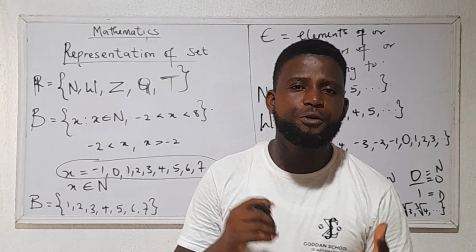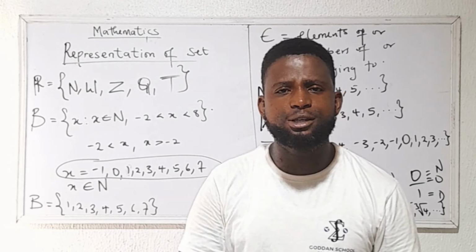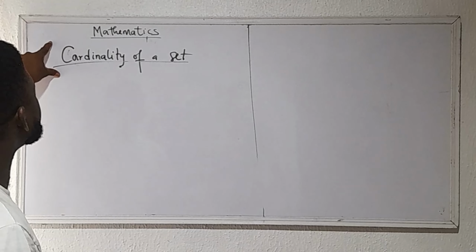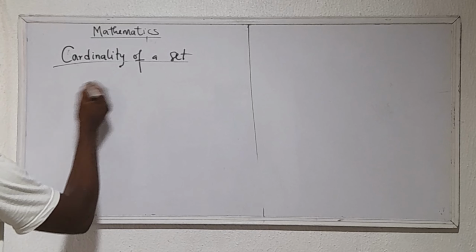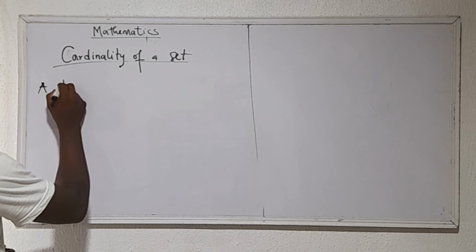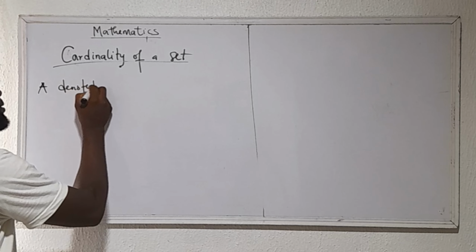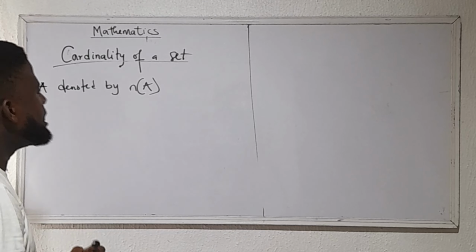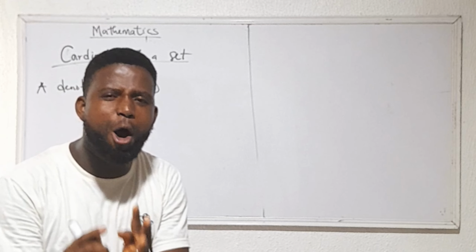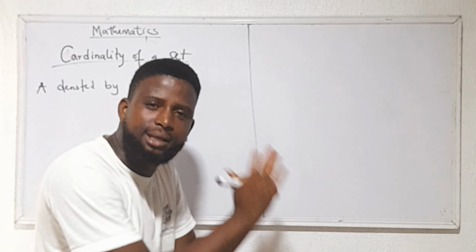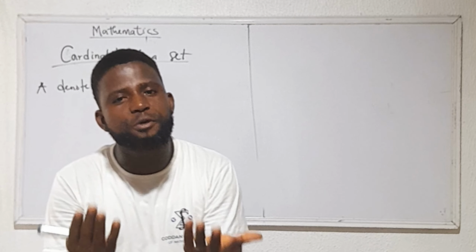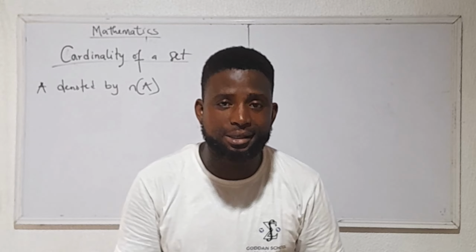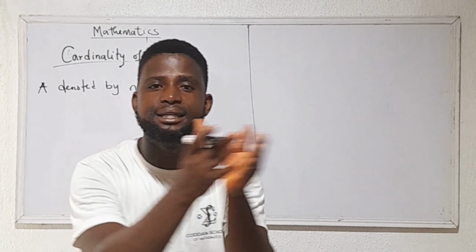Finally, before we end today's class, let's look at what cardinality of a set means. The cardinality of a set, say A, denoted by n of A, is the total number of elements in that set. So if you are asked to find the cardinality of any set, what you are asked to find is how many elements are in that set.